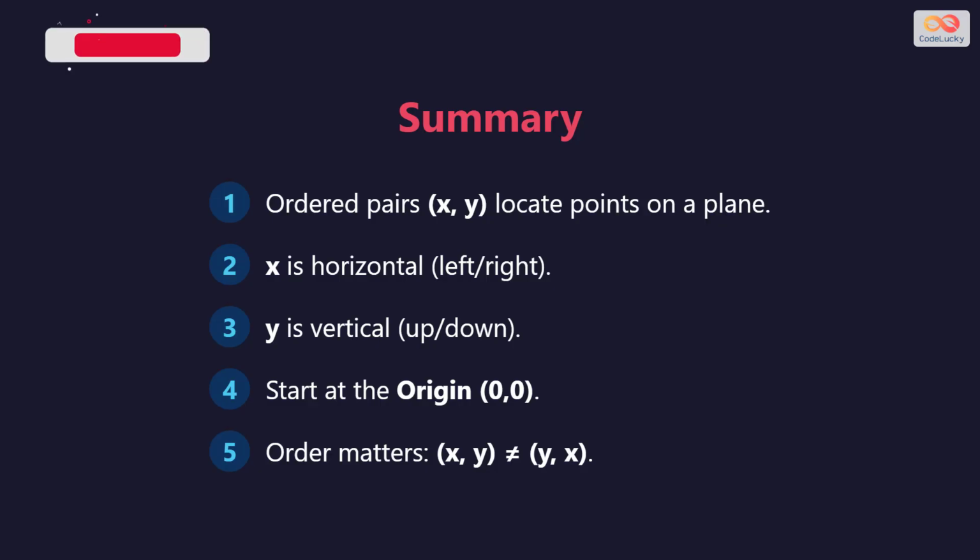To wrap up, remember these key points. Ordered pairs use x and y to locate points. The x-coordinate controls left and right movement, while the y-coordinate controls up and down movement. Always start at the origin, and remember that the order of the numbers is essential to finding the correct location.